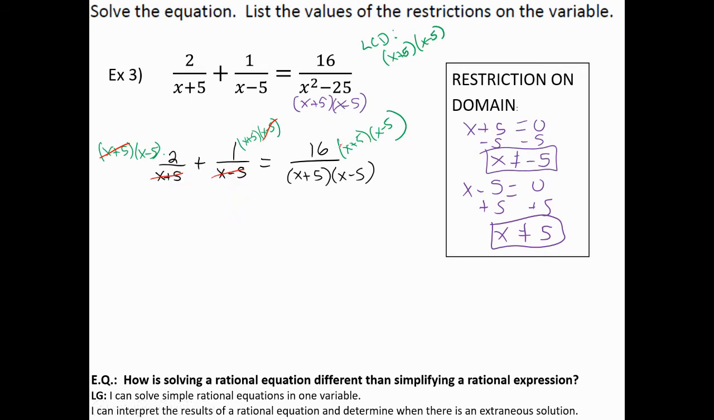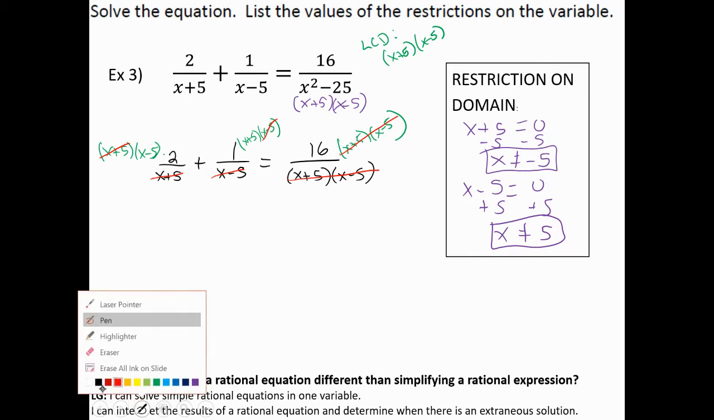And this is the best thing. This whole thing cancels this whole thing. Bam, it all goes away. And then we no longer have any fractions. That's why we multiply by the LCD, is to get rid of this fraction. So then it does not have any more fractions.